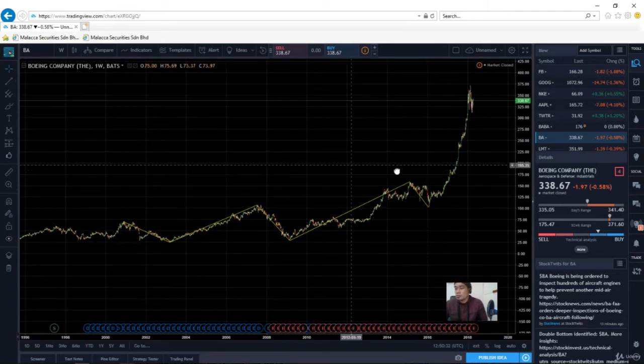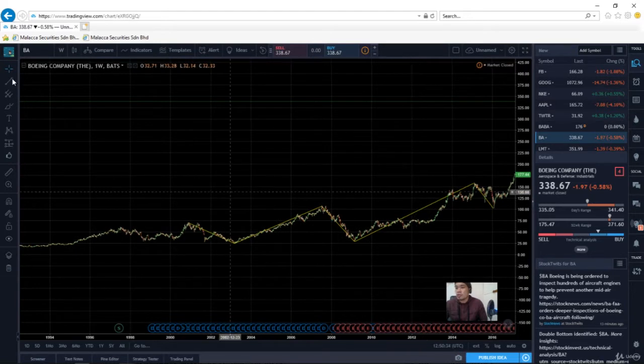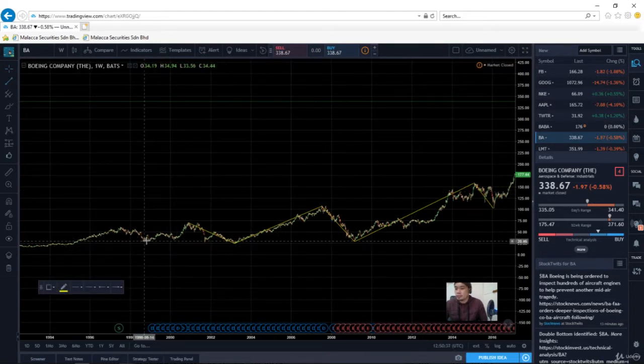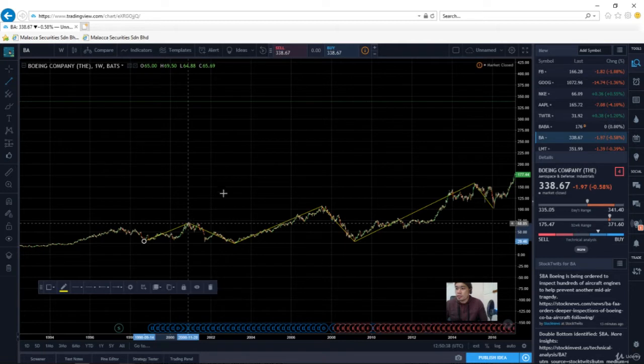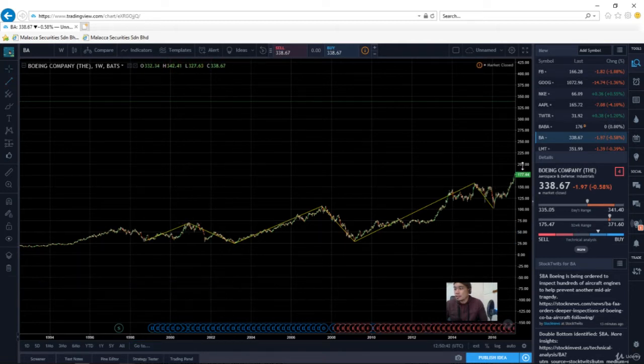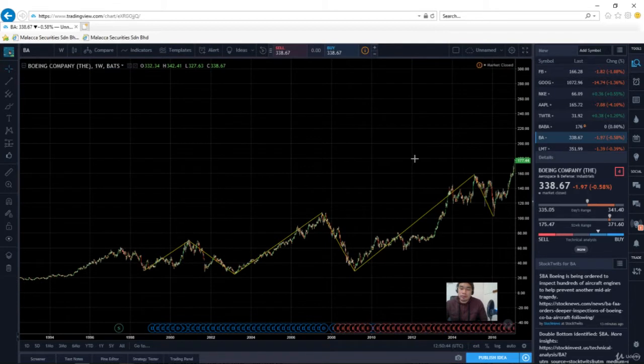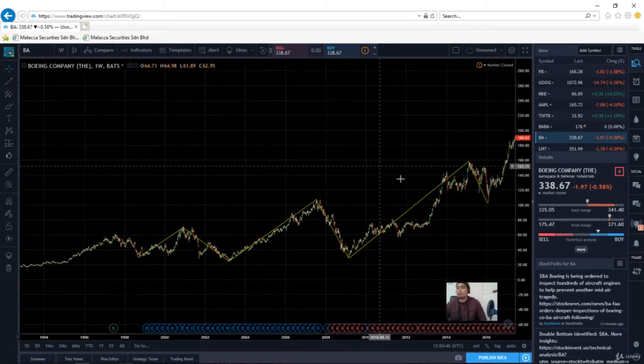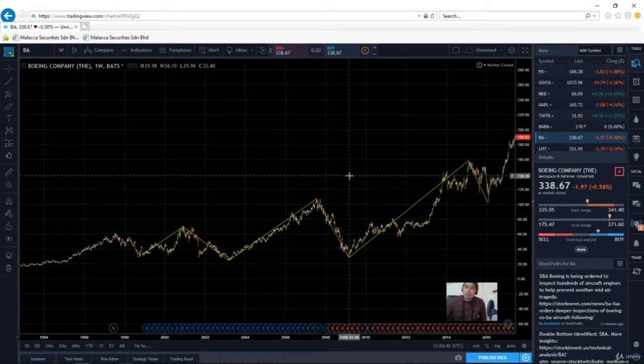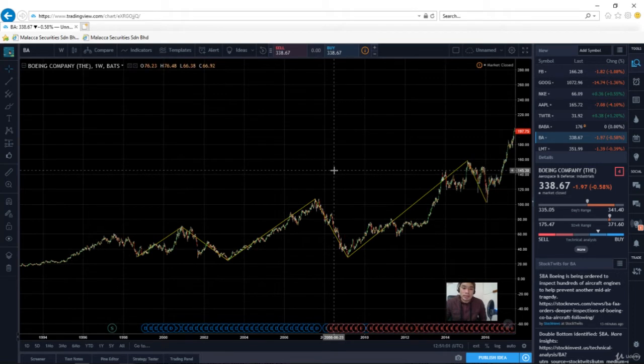Now, what do you notice about this Boeing company? What were you able to see before it goes up aggressively? We can see that the bullish price trend is getting longer. Am I right? And you can see that at certain parts, the retracement becomes less and less aggressive, and shorter in time.